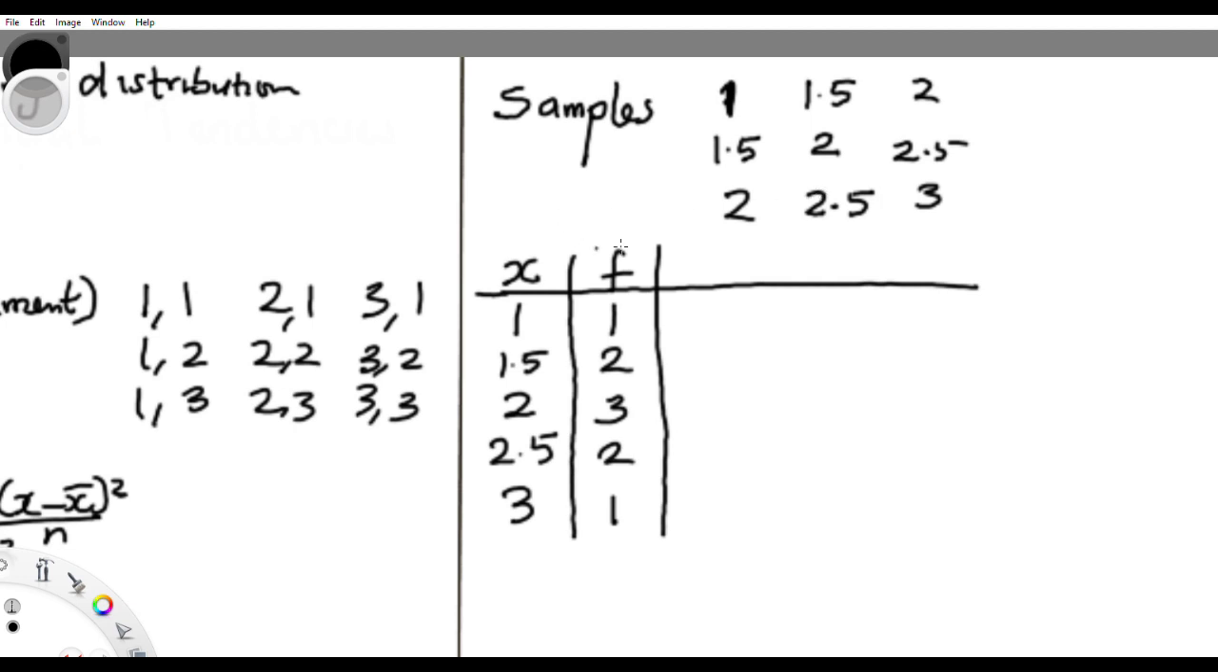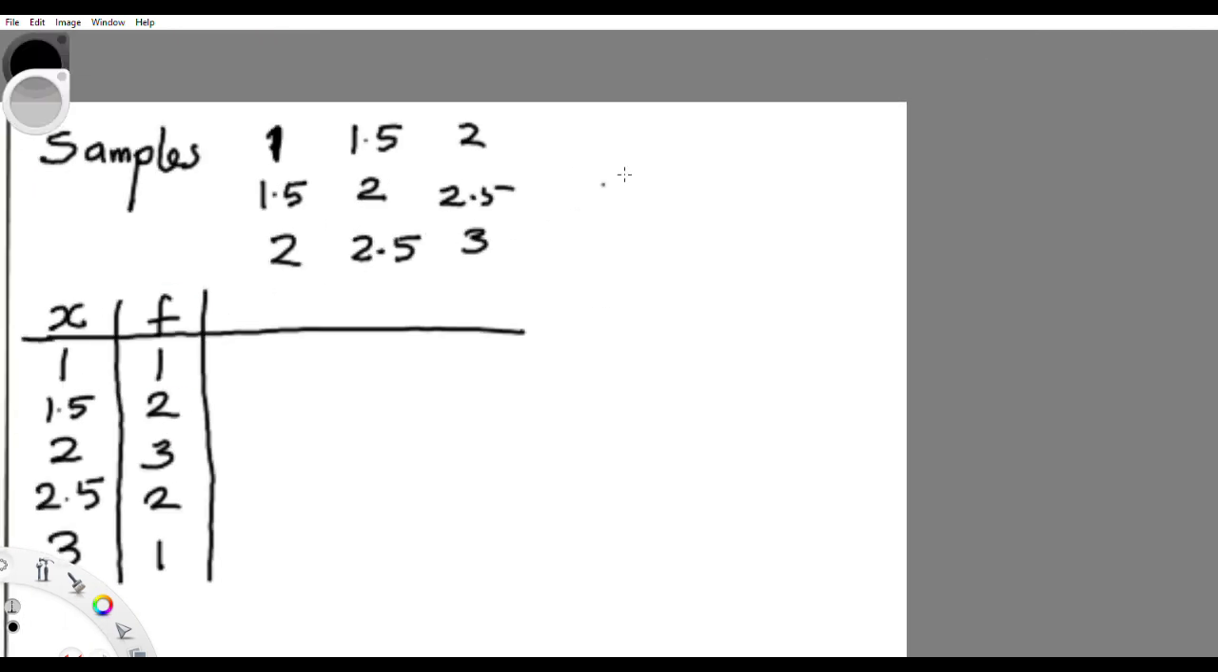Now the fact that we've introduced frequency would make us use the formula for variance for grouped data, because frequency has appeared. So let's quickly remind ourselves of the variance formula for grouped data, which is what?